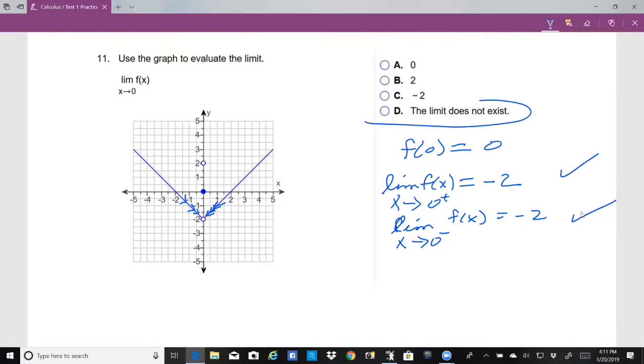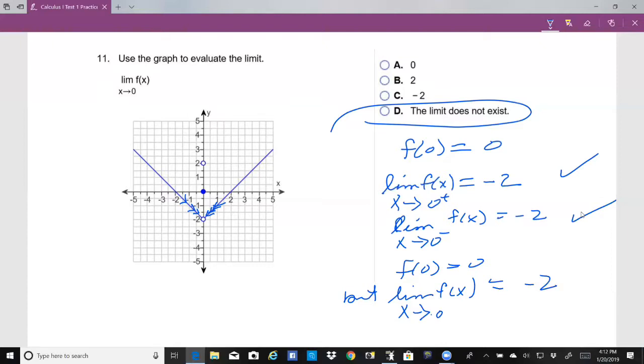Then the limit does exist, even though the function at x equals 0 is equal to 0. But the limit of f of x as x approaches 0 is equal to minus 2. So sometimes the limit is not equal to the value of the function at that point.